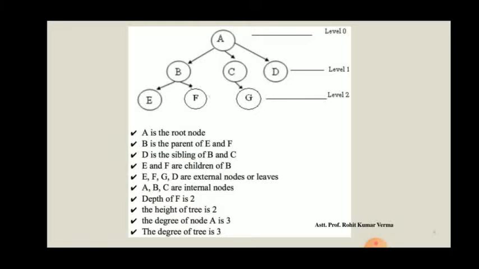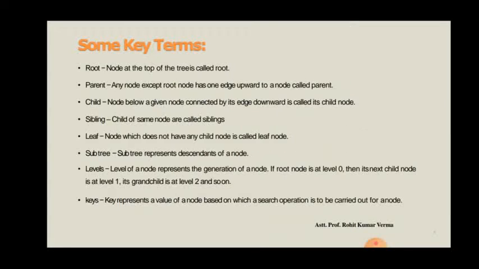Is it clear? Whatever we are studying, the node at the top of the tree is known as the root node. So A is the root node. Second thing, parent. Here B is the parent of E and F. Third thing that we have learned is child. A node below a given node, connected by its edges downward, is called its child node.